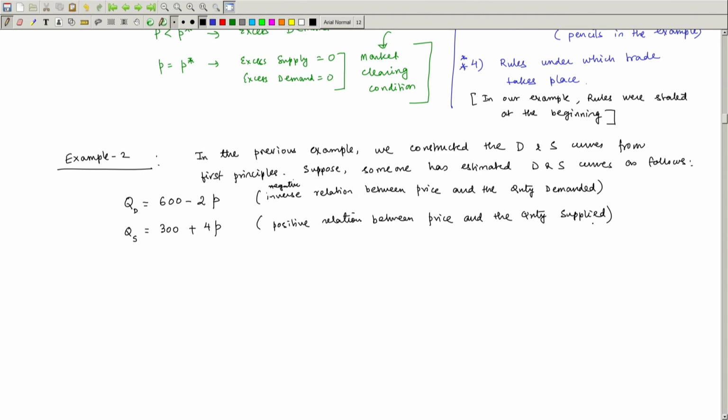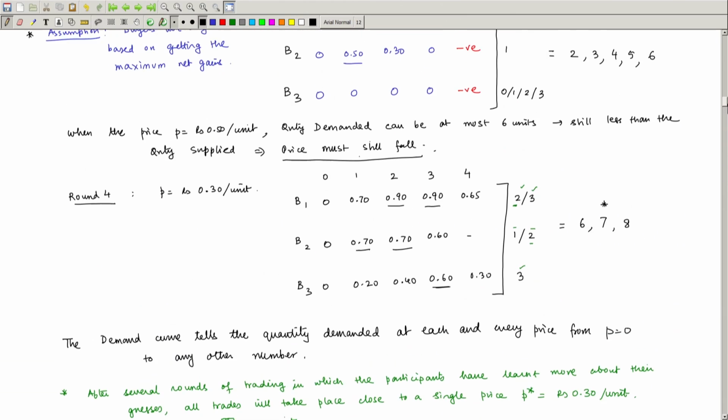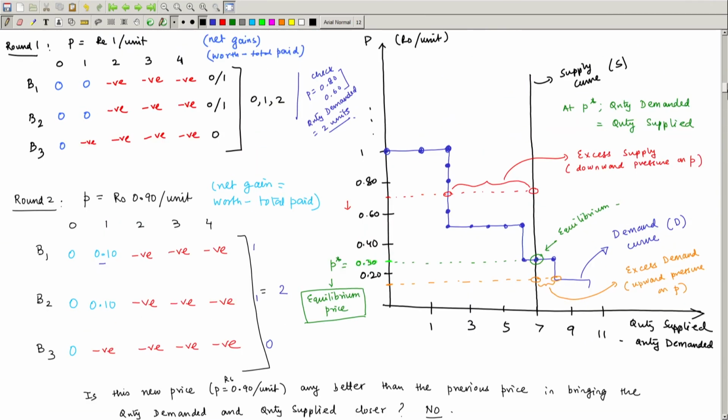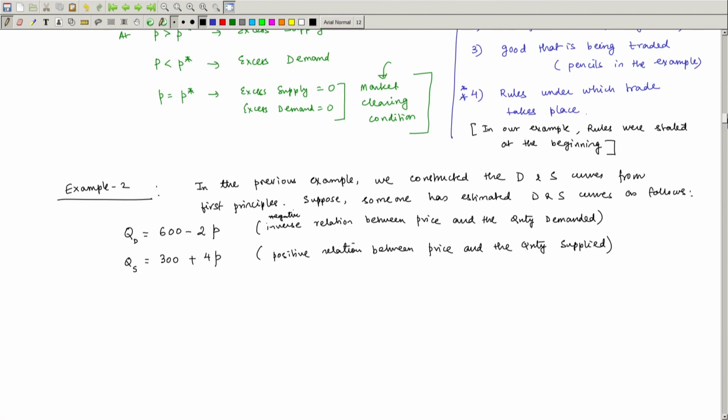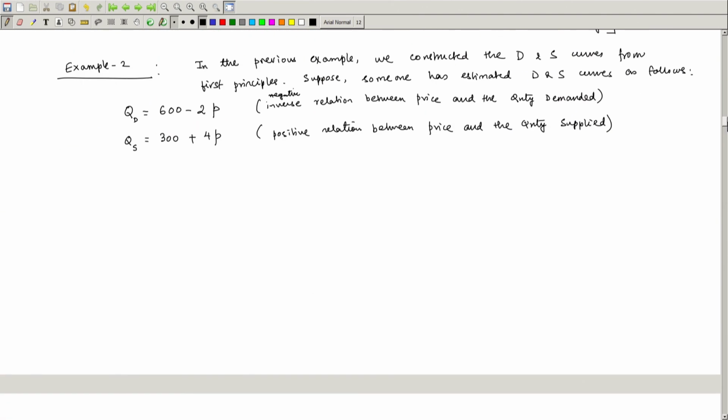So, somebody has estimated these demand and supply curves, and we are told that they are given by these equations, right. Unlike the previous case, where we had to spend a lot of effort to figure out what was the quantity supplied at each and every price, what is the quantity demanded at each and every price, aggregate for each buyer, aggregate across the buyers to get the total quantity demanded, here I am simply given two equations, right. So, let us first graph these two equations. So, let us draw a graph here.